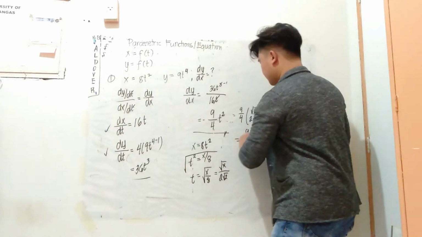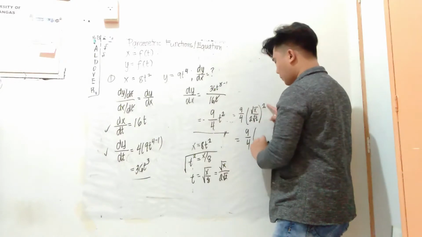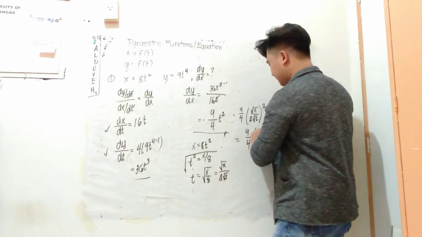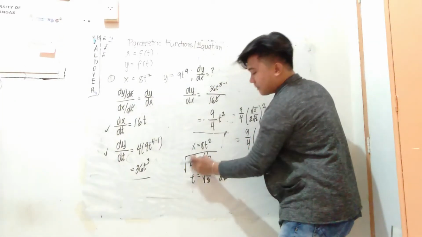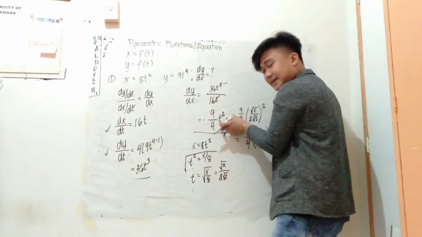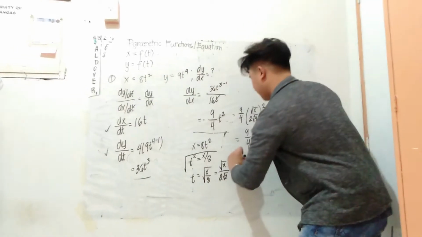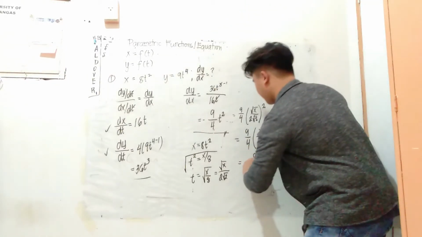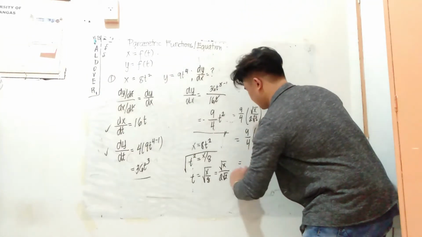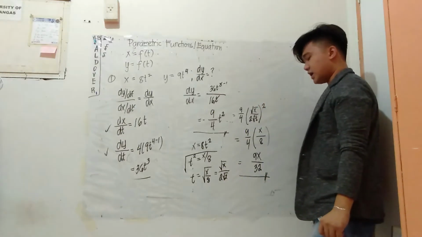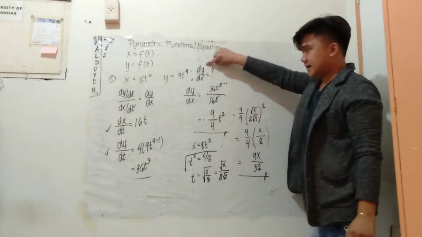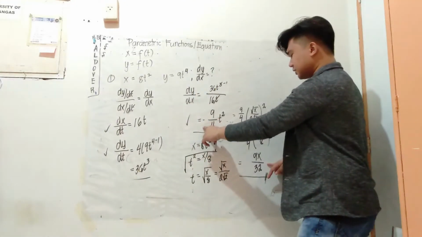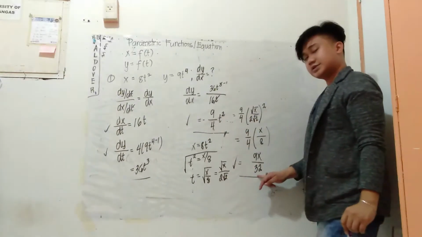So, this will become 9 over 4, square root ng x squared, x lang po siya. Tapos 2 square root ng 2 squared ay 8. Or simply, kahit ito na lang yung ipalit mo kasi t squared naman to at t squared din to. So, 9x all over 8 times 4, which is 32. And this will be our answer for dy dx as a function of x. So, tamang ito yung sagot mo at tama din na ito yung sagot mo.